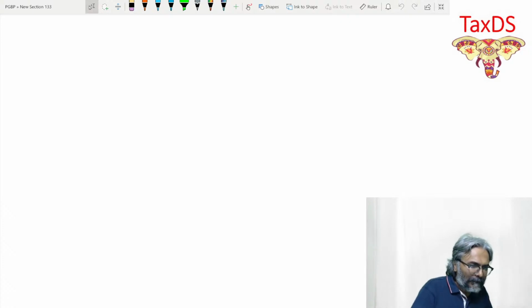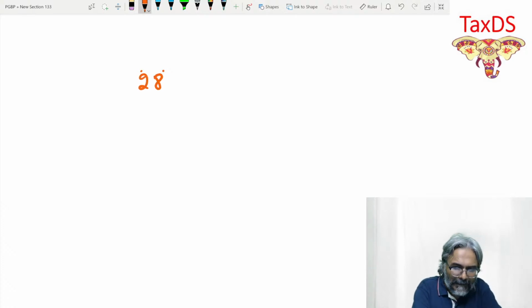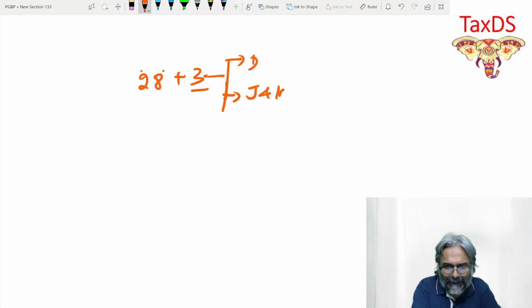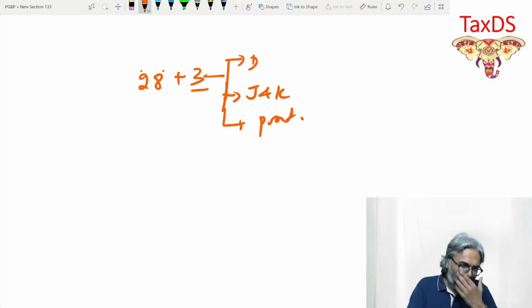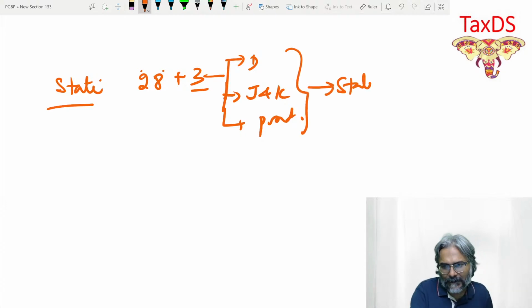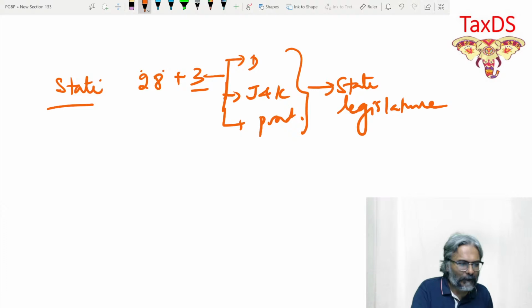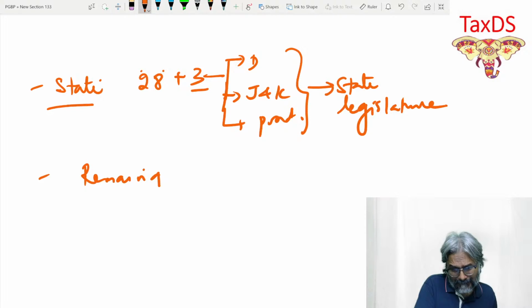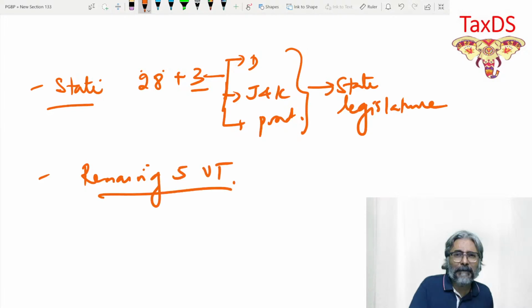Everyone here? So in this particular context, students, 28 plus 3, and those three, as we all know, are Delhi, J&K, and Pondicherry. That is primarily how things are. So this is your state, primarily, and these three have got state legislature. Is that pretty fine to all of you? Other than that, students, we have the remaining 5 union territories, 5 UTs, which don't have any state legislature.